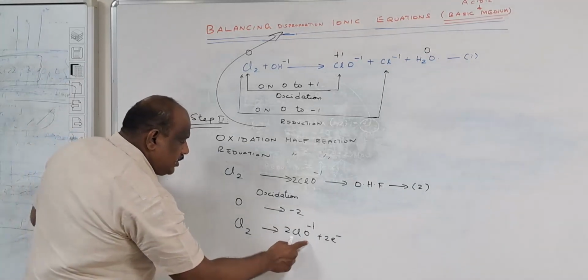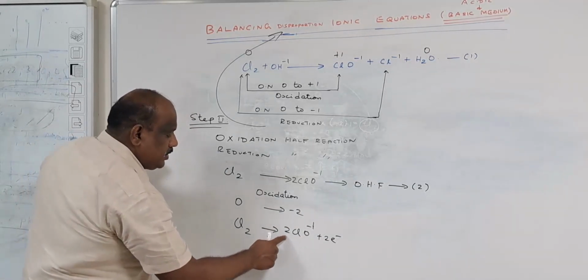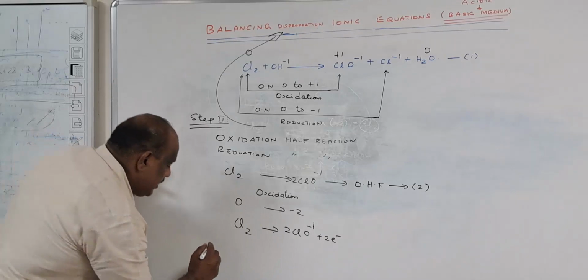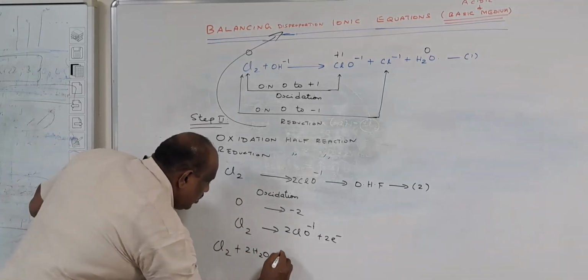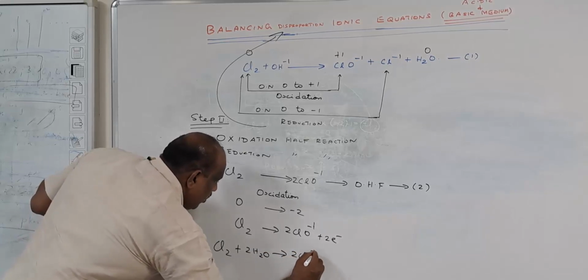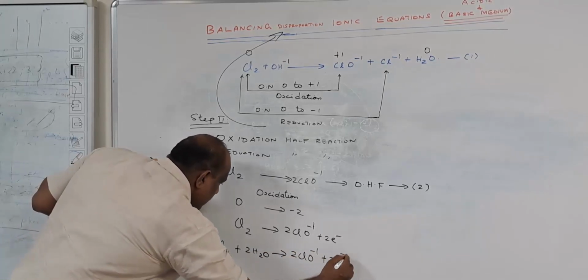Now you see how many oxygen atoms are there? There are 2 oxygen atoms. So add 2 molecules of water on the left hand side. So Cl2 plus 2 H2O gives rise to 2 ClO⁻ plus 2 electrons.